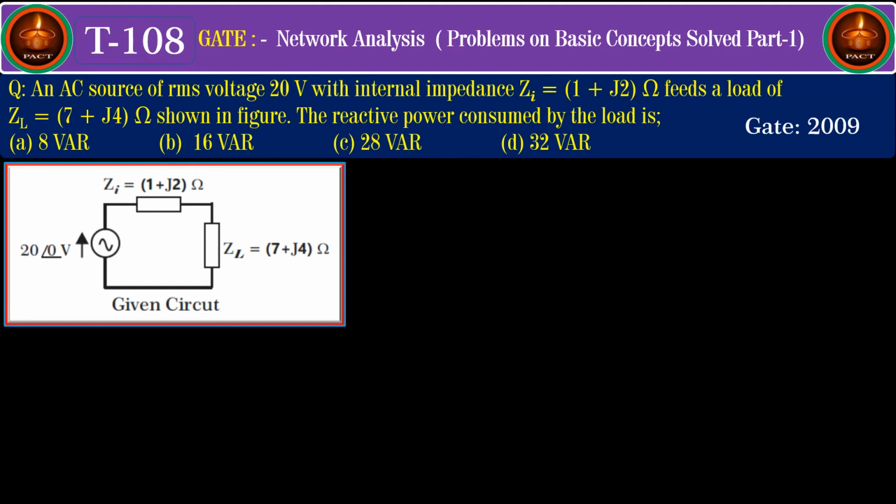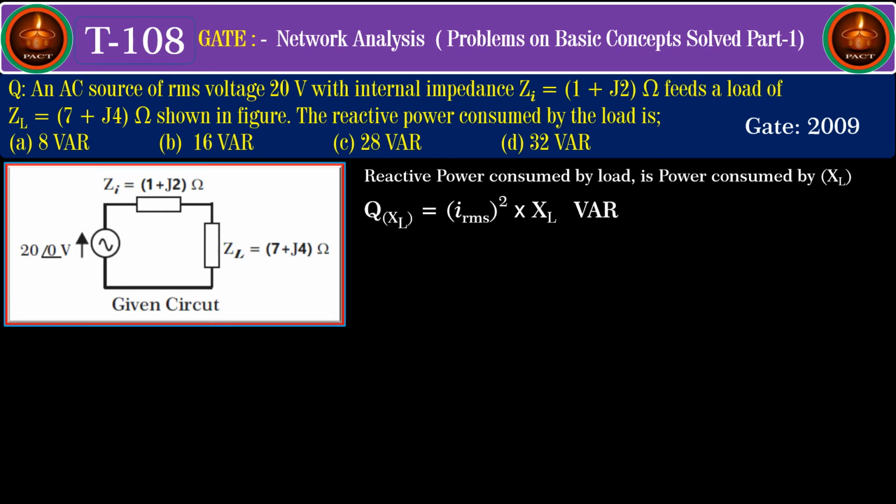As a matter of fact, the problem is very simple. You know, reactive power consumed by the load is the power consumed by the reactive component, that is XL in this case. And reactive power Q is equal to I RMS squared into XL VAR. So the problem is this simple. You have to find out I RMS, voltage is given, and the impedance you know. So find I RMS and then find the reactive power using this equation. That is so simple.